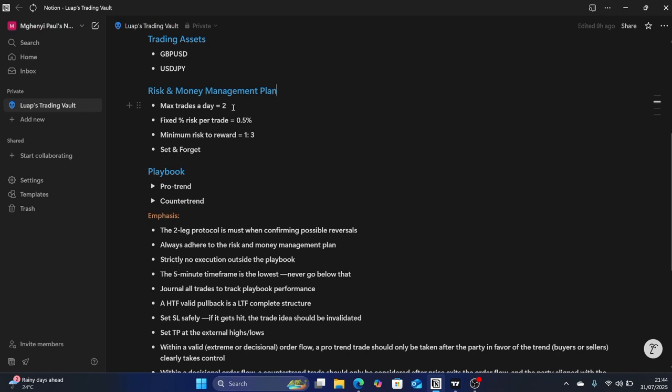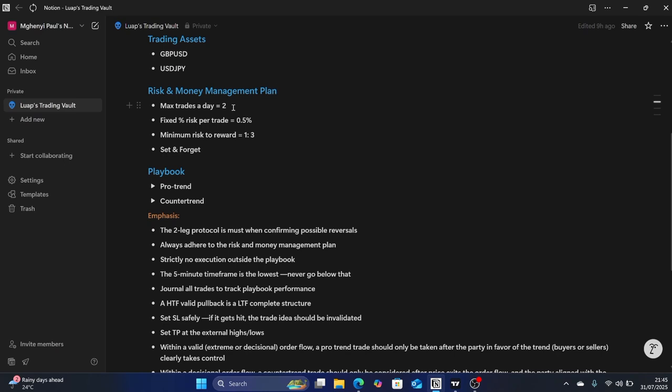By max 2 trades a day, I don't mean that it is a must that for that day I will need to take 2 trades. I mean that I will only be taking 2 trades. So meaning that if the market presents more than 2, I will filter them out and pick the high probability ones and only take the 2 trades.